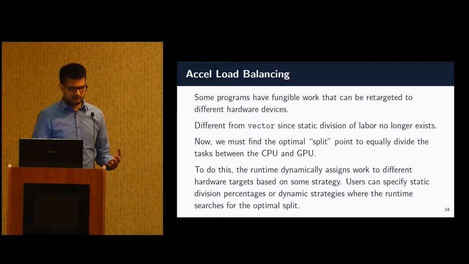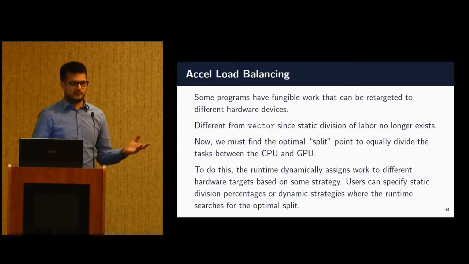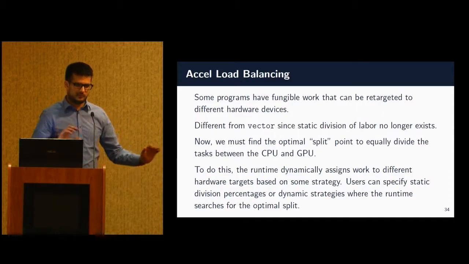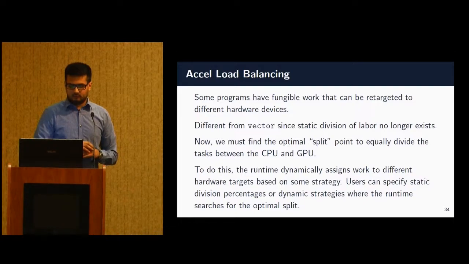So we have a lot of strategies to do this. Users can either specify that say, for this task I want 60% of the work to go on the CPU, 40% to go on the GPU, and just do that statically at runtime. We also have things that are more dynamic, where the runtime can try different allocations, measure how long it takes, and then try to find the best split point.